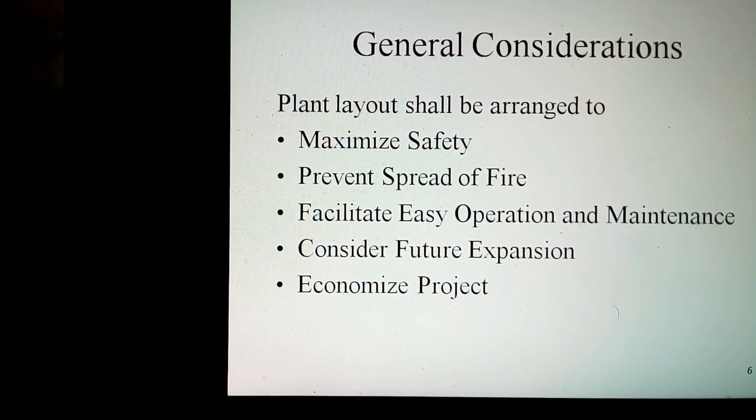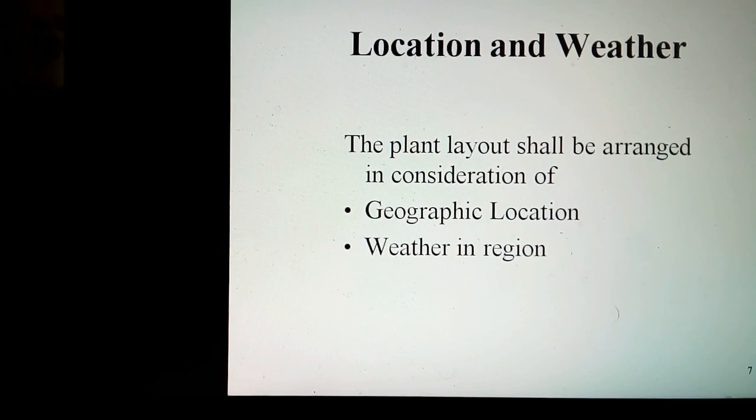General guidelines are: the plant layout shall be arranged to maximize safety, prevent spread of fire, facilitate easy operation and maintenance, consider future expansion, economize project. Location and weather: the plant layout shall be arranged in consideration of geographic location and weather in the region of the site.